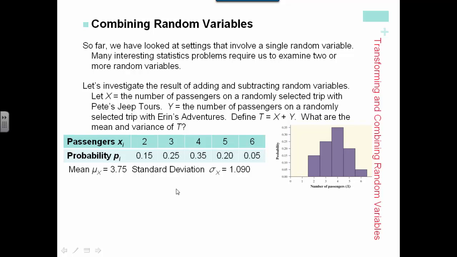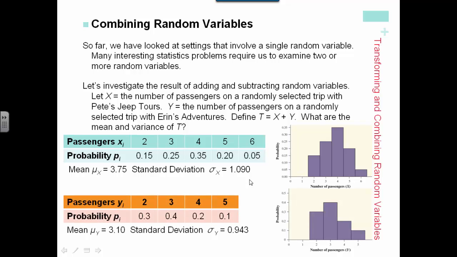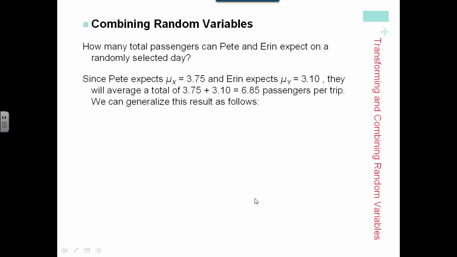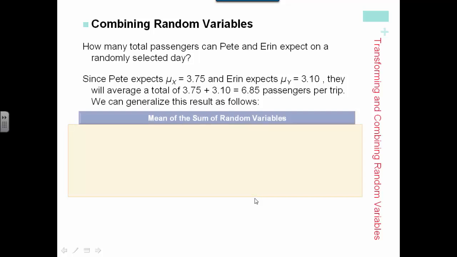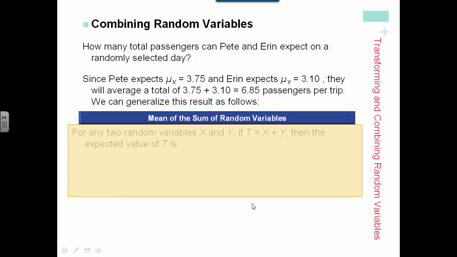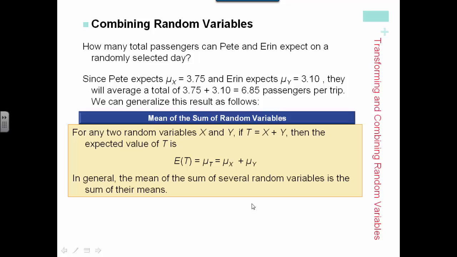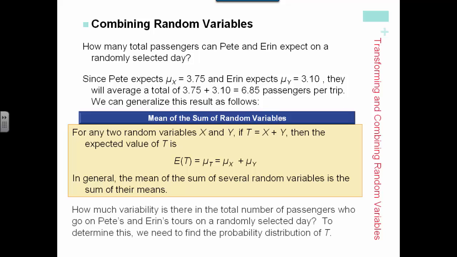So the mean of x is 3.75 with a standard deviation of 1.090. For y, the mean was 3.10 with a standard deviation of 0.943. They average a total of 6.85 passengers per trip. We can generalize the results as the following. We add the two means together to get the expected value of t. In general, the mean of the sum of several random variables is the sum of the means.